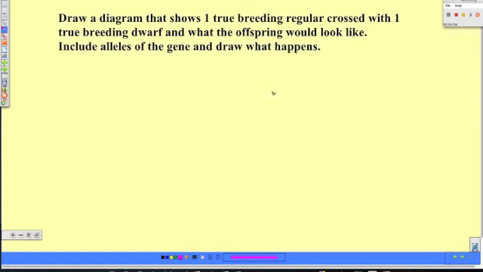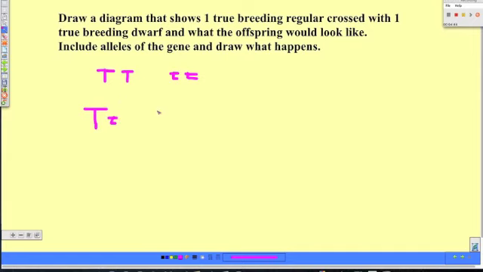So what I want is a diagram that shows one true breeding regular height plant crossed with one true breeding dwarf, and what the offspring would look like, and include the alleles of the genes and draw what happens. If it's true breeding, you know it's got to be homozygous, so it's going to have 2 of the same genes, and we're going to cross it with a true breeding dwarf, and that was the recessive gene. Okay, and so if we cross this and we look at it, well, I can have this one and this one.